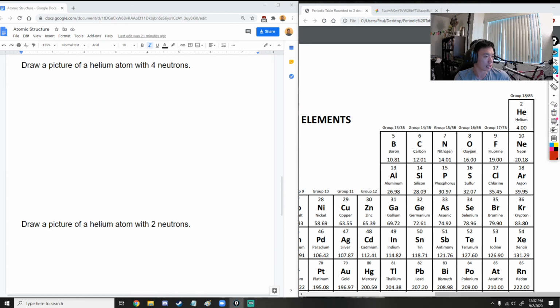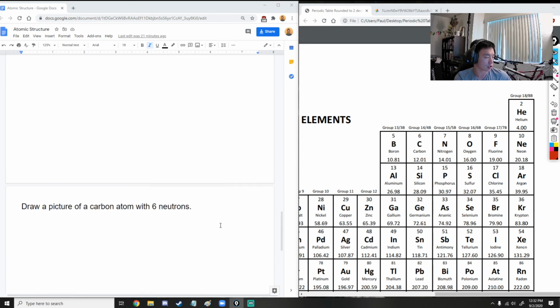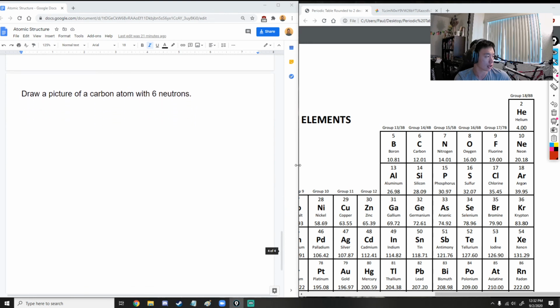We're going to do one last problem, and then you're going to be good to go. Okay, so what you're going to do now is you're going to draw a carbon atom with 6 neutrons. So we're going to look for carbon on the periodic table. So we have carbon right here. And it looks like it has the number 6 on top. So that means it's going to have 6 protons. It says we have 6 neutrons, so we're going to have 6 neutrons. And then we said earlier, same number of electrons as we have protons, so we have 6 electrons.